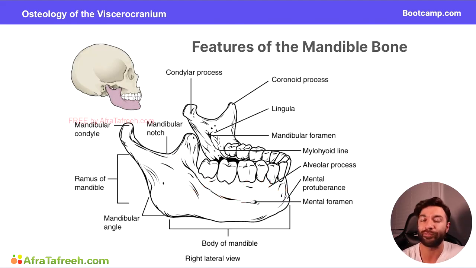So that inferior alveolar nerve comes in through the mandibular foramen, but then it exits through this mental foramen right here, and that's where it supplies sensory to the chin area. And then finally, we have a little line on the medial aspect. This is known as the mylohyoid line.